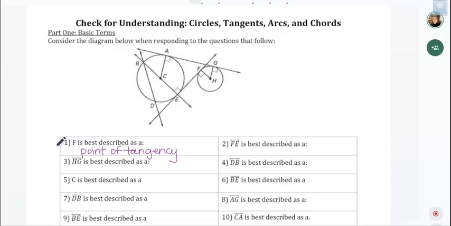Number 2. I did not do a good job of printing all the little notation on your screen, so line FE. What is line FE best described as? That touches the circle in one spot, so that's called a tangent line. Line segment HG is best described as a radius.